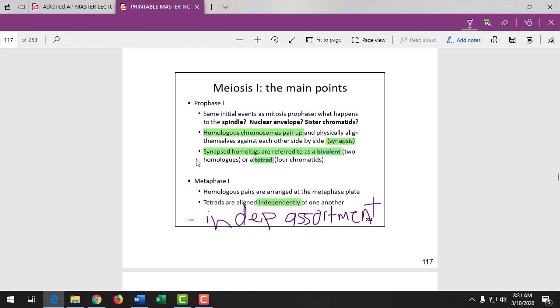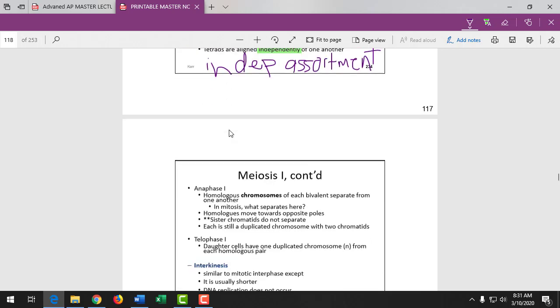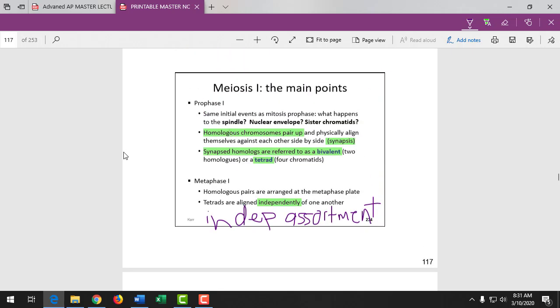And then one other thing happens in prophase 1, and that's when they exchange those little pieces of genetic information, and we call that what again? When the sister chromatids share a little bit of each other? Crossing over. So that's not listed here, but that happens as well.